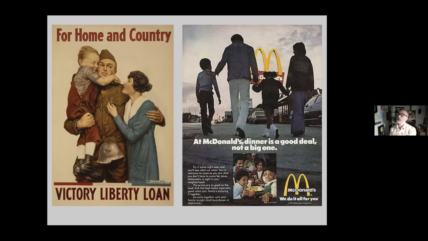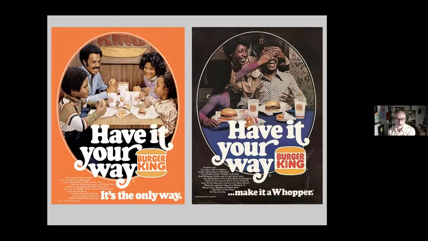So now again, we're bringing back in the McDonald's of it. At McDonald's, dinner is a good deal, not a big one. So family night out to McDonald's. Again, the power of emotion, of manipulation in advertising, whether it's war propaganda or getting you to buy a Big Mac or a Whopper, very effective.